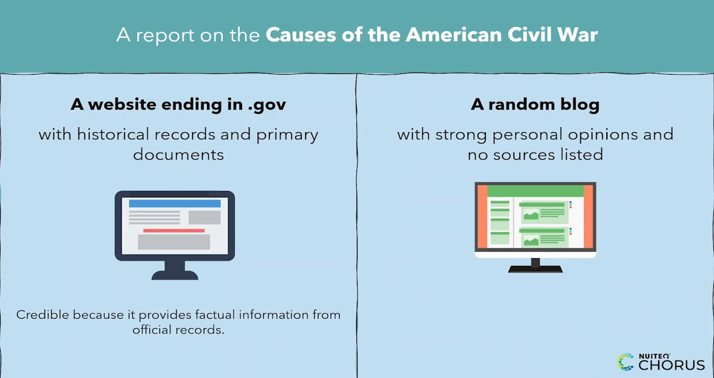The .gov website is credible because it provides factual information from official records. The blog post may be biased and lacks proper citations. This example shows the importance of choosing sources carefully.